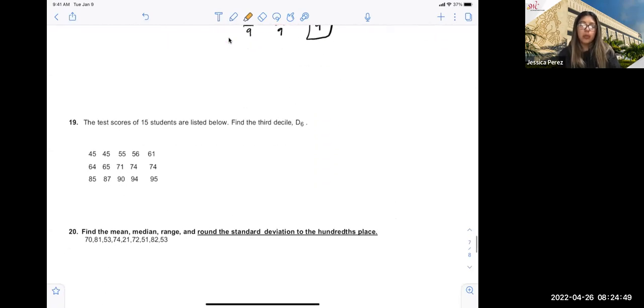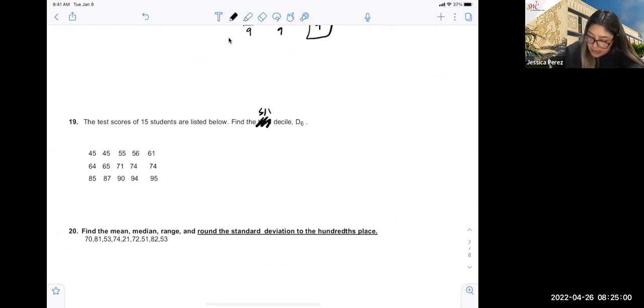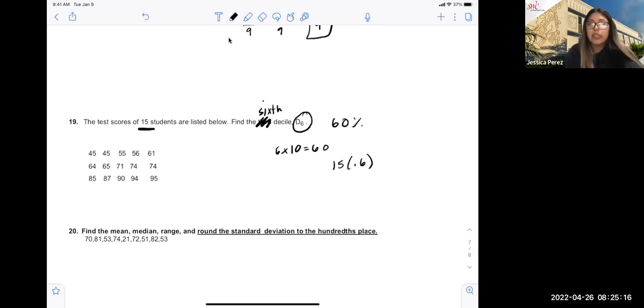Okay. Well, let's move on. Number 19. The test scores of 15 students are given. Find the sixth decile. The decile means 60%, because it's 6 times 10, which is 60%. So if you have 15 students, you multiply 15 times 0.6. The 0.6 comes from converting the 60% into a decimal.